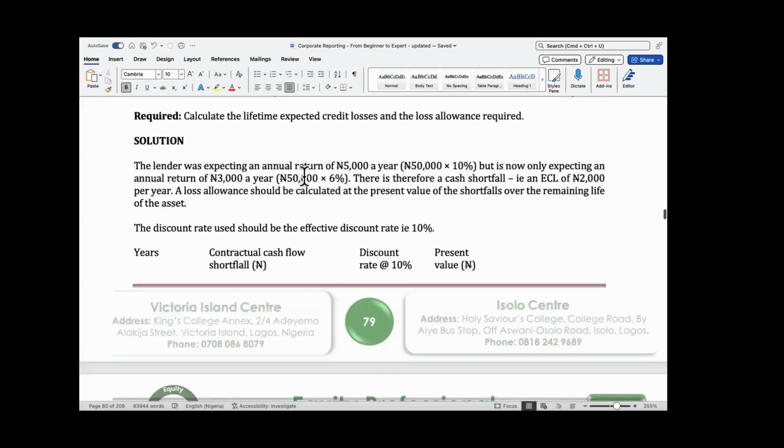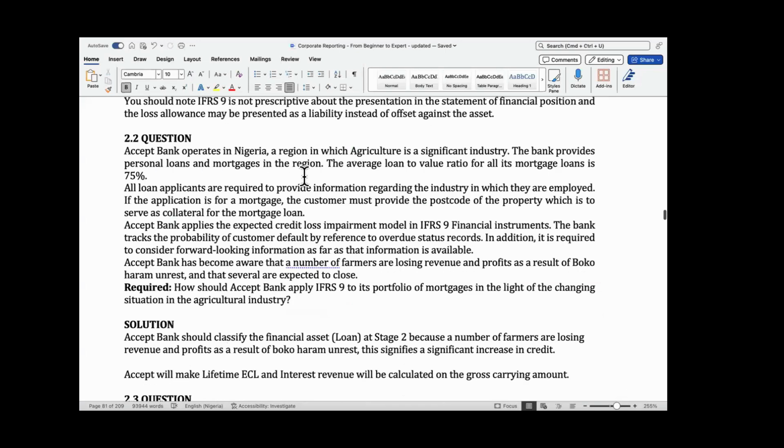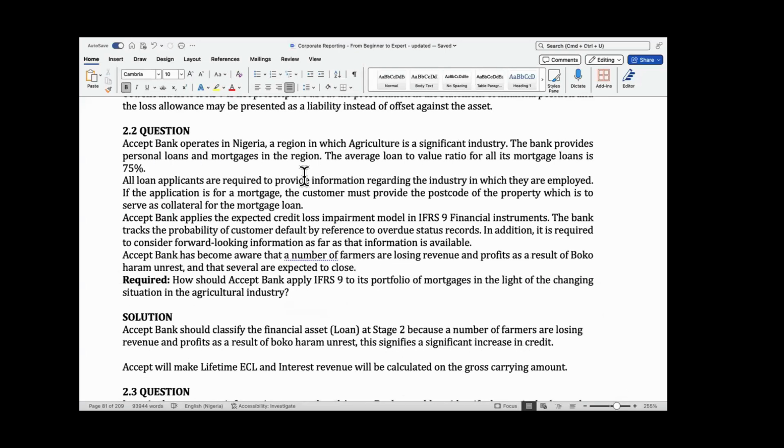Okay, let's look at this one. It said Asset Bank operates in Nigeria, a region in which agriculture is a significant industry. The bank provides personal loans and mortgages in the region. The average loan to value ratio for all its mortgage loans is 75%.